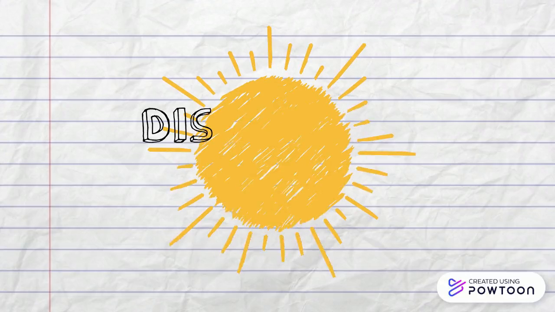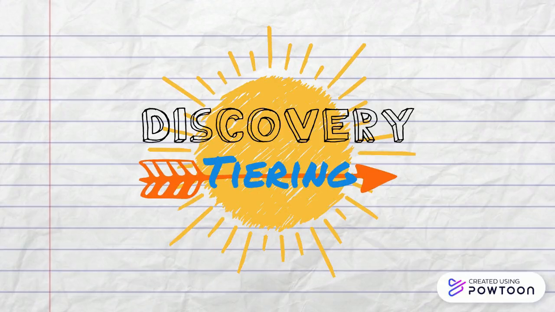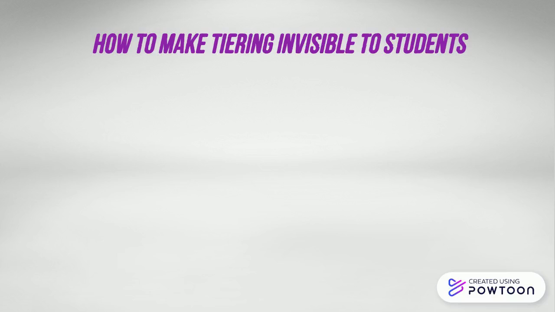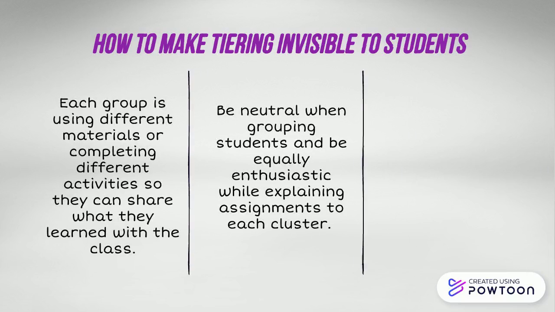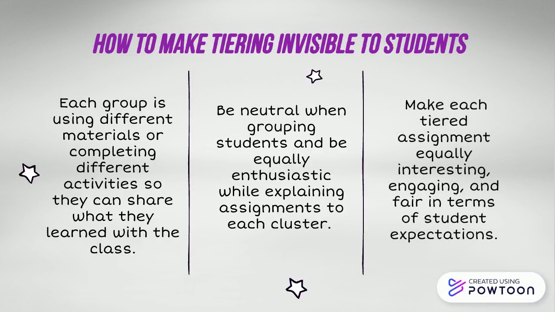Another discovery from my research was how to make tiering invisible to students. Make it a point to tell the students in each group that they are using different materials or completing different activities. When grouping students, use numbers or colors for group names, and make each tiered assignment equally interesting, engaging, and fair in terms of student expectations.